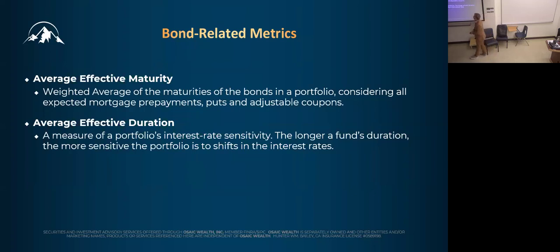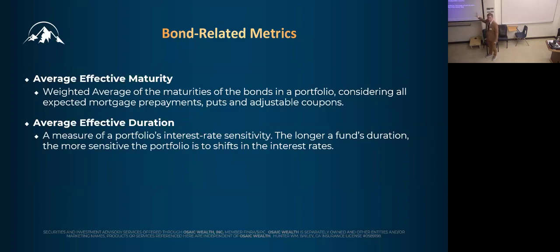So duration essentially is just saying, take all those effective maturities, but factor in the income payments that are coming in as well. And what this ends up giving us is the measure of the interest rate sensitivity of the investment or the portfolio.